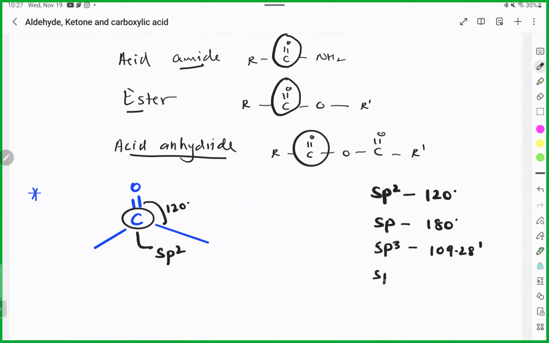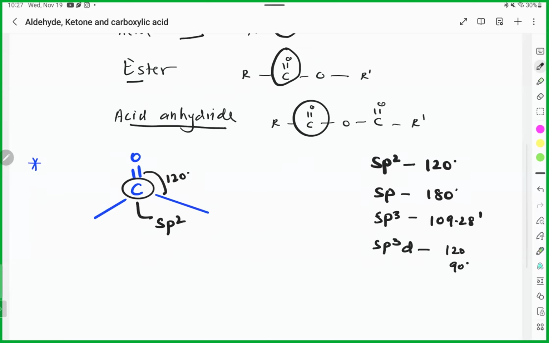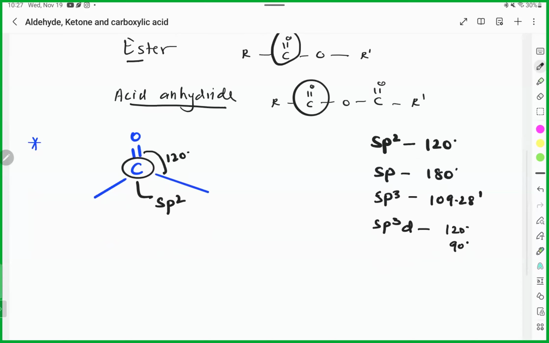If it is sp3d, the angles are 90 degrees and 120 degrees. Okay, so this kind of question is asked. So here in the carbonyl group, we have this sp2 hybridized carbon with a 120 degree angle.